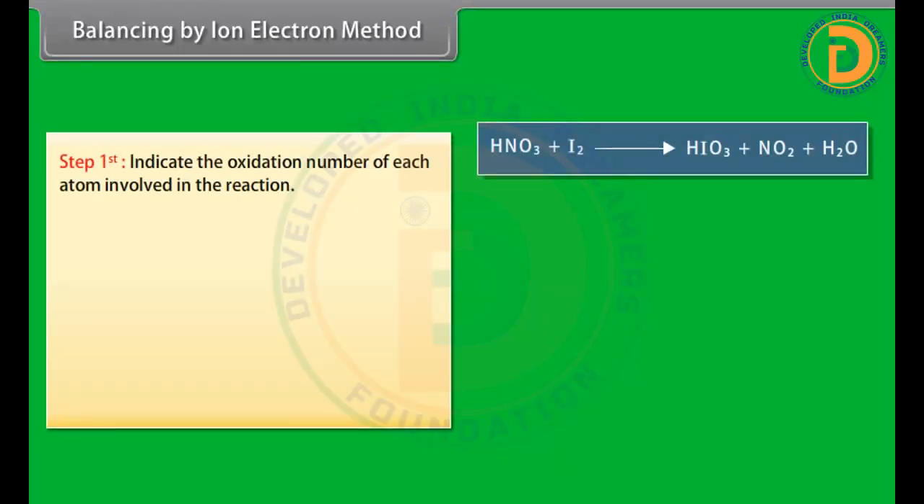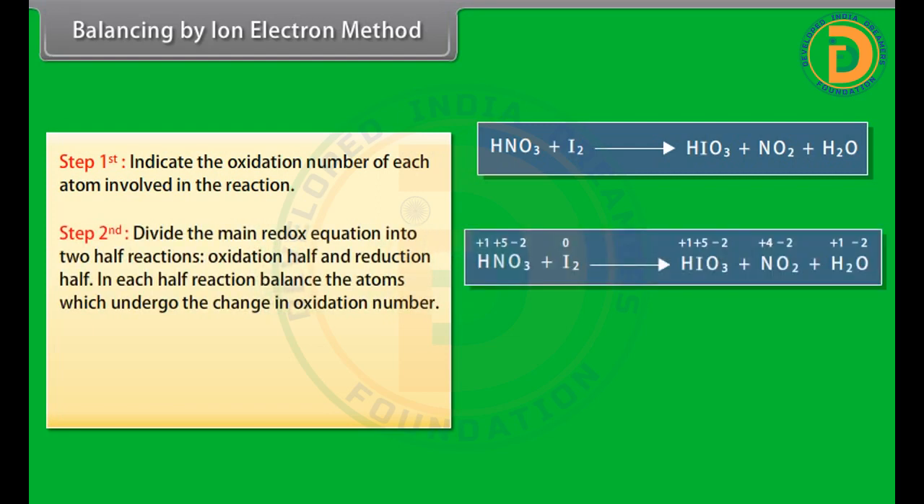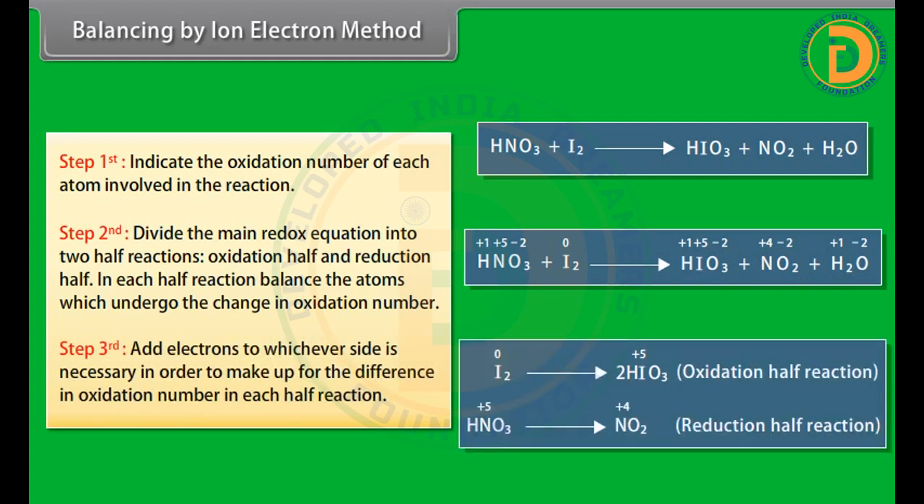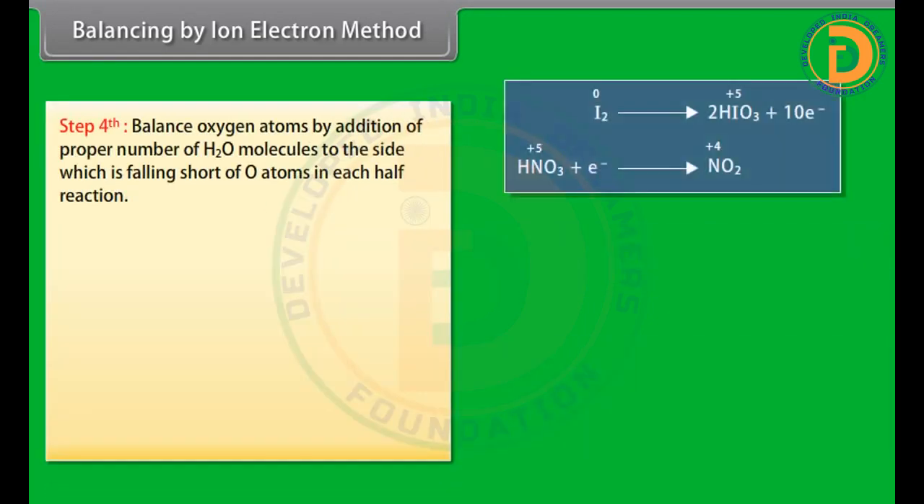Step first. Indicate the oxidation number of each atom involved in the reaction. Step second. Divide the main redox equation into two half reactions, oxidation half and reduction half. In each half reaction, balance the atoms which undergo the change in oxidation number. Step third. Add electrons to whichever side is necessary in order to make up for the difference in oxidation number in each half reaction.